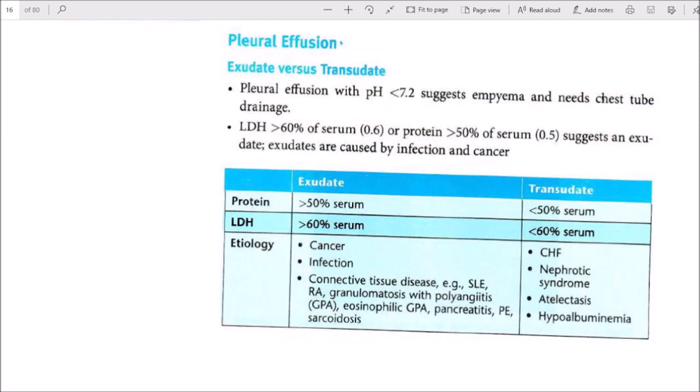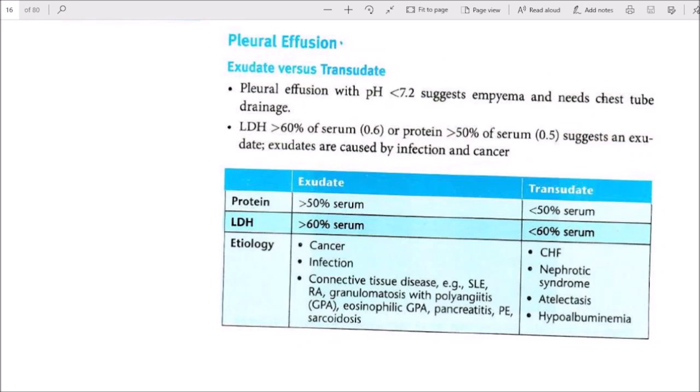Exudate: protein greater than 50% of serum, LDH greater than 60% of serum. Etiology: cancer, infection, connective tissue disease such as SLE, rheumatoid arthritis, granulomatosis with polyangiitis, eosinophilic GPA, pancreatitis, embolism, sarcoidosis.